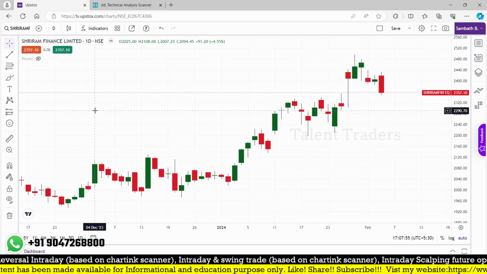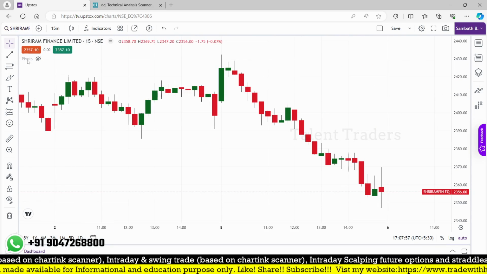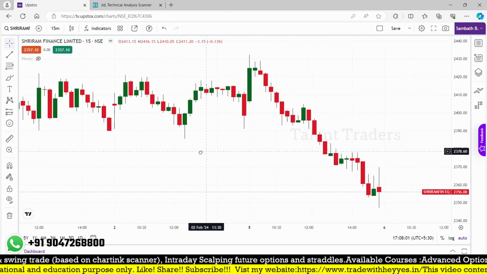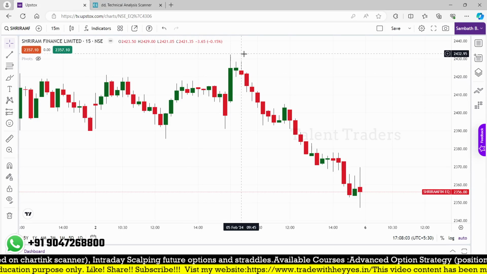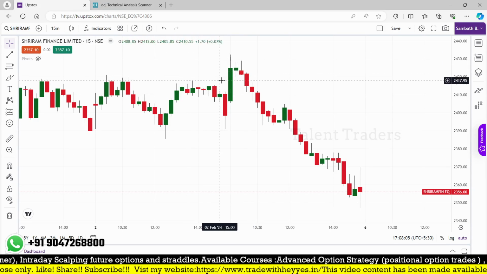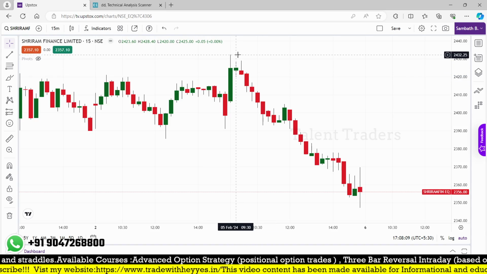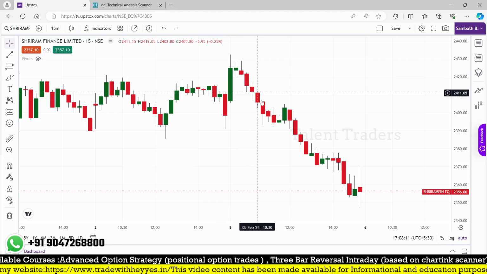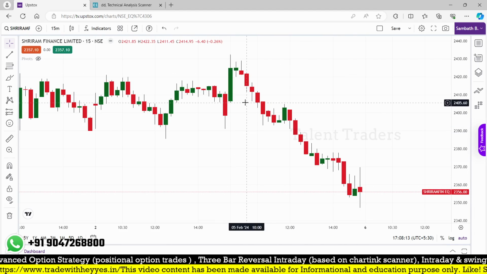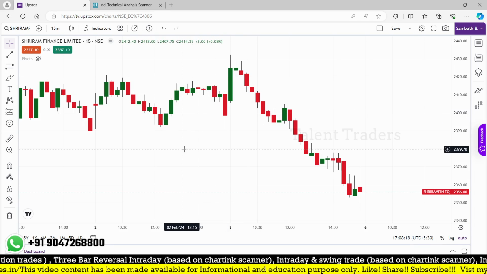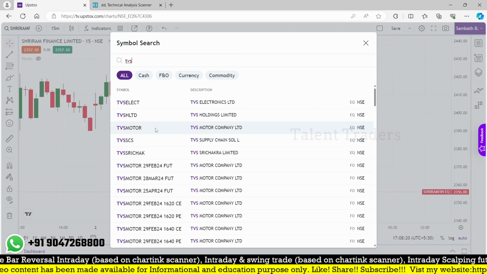Finance and 15 minutes time frame. So whereas the first 15 minutes candle is 9:15. What I'm exactly looking for is that the high of that particular candle should break above the first candle high. In this case, that candle doesn't break the high, so it doesn't give you the opportunity. After that, it was moving down and it breaks the low. So we are not looking for a selling opportunity, only a buying opportunity. And the second one is TVS Motor.